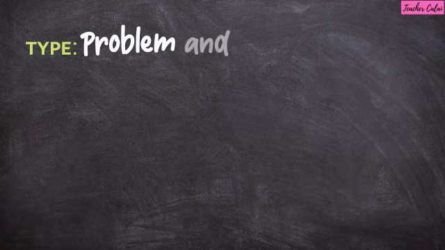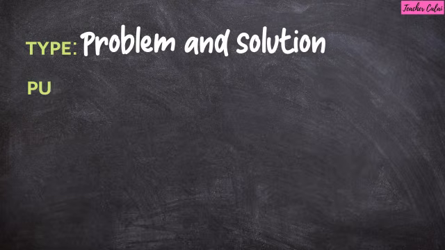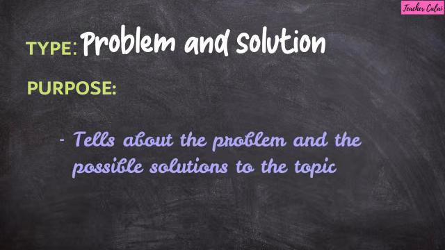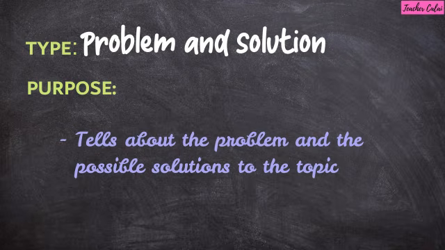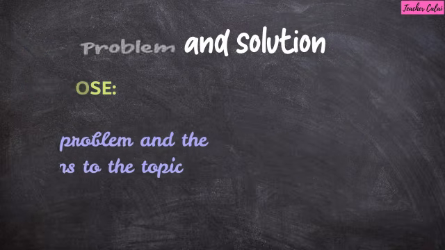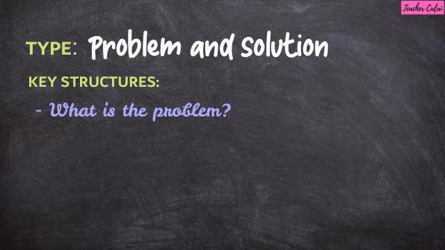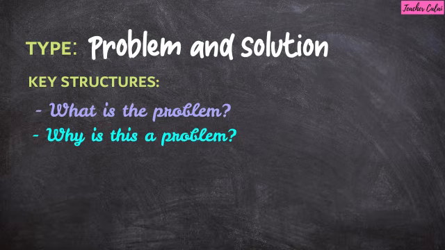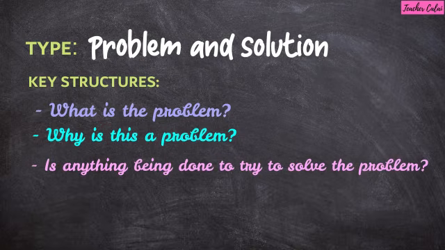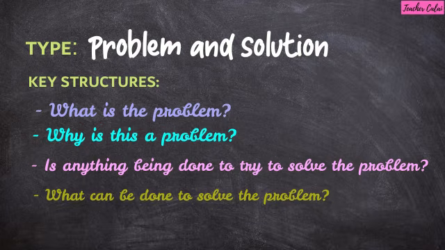The fourth type of informational text is problem and solution. This simply tells us about the problem and the possible solution to the topic. The key structures for problem and solution are the following. First, what is the problem? Second, why is this a problem? Third, is anything being done to try to solve the problem? And last, what can be done to solve the problem?